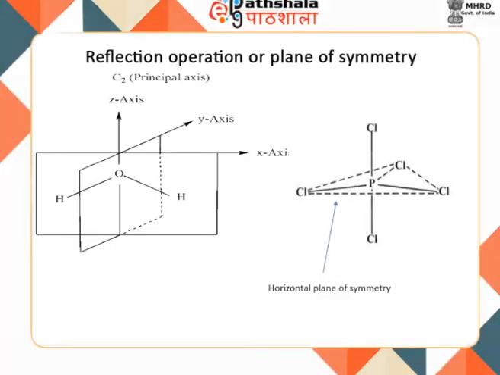Here, the H2O molecule has two sigma V. First, sigma xz, it is the molecular plane. Second, sigma yz, it bisects the angle of HOH. Whereas PCl5 molecule contains 1 sigma H and 3 sigma V.